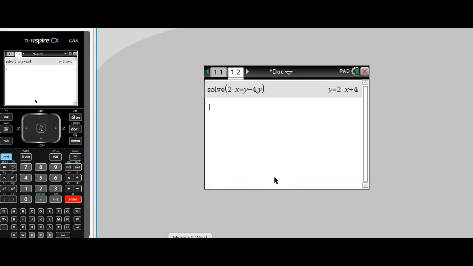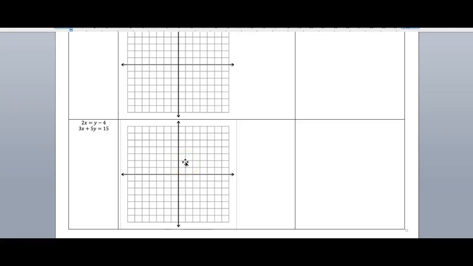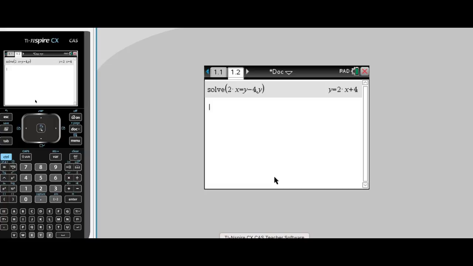Let's just do the other one while we're here. So 3x plus 5y equals 15, and then again, comma y. Okay, it's irrelevant whether it's like that. So some of you might want to then expand it.